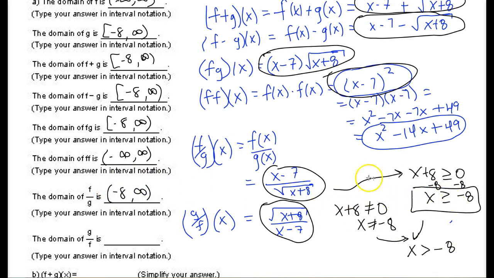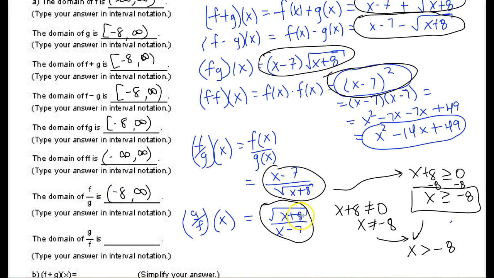And of course, again, I'm saying that because we know any expression that's under a square root sign has to be greater than or equal to 0, which in this case ends up being x is greater than or equal to negative 8. However, we can't have the equal to part because if you plug in negative 8 here, negative 8 plus 8 is 0, and the square root of 0 is 0. And you can't have 0 in the denominator. So that's why we have to exclude negative 8 in the domain of f divided by g.